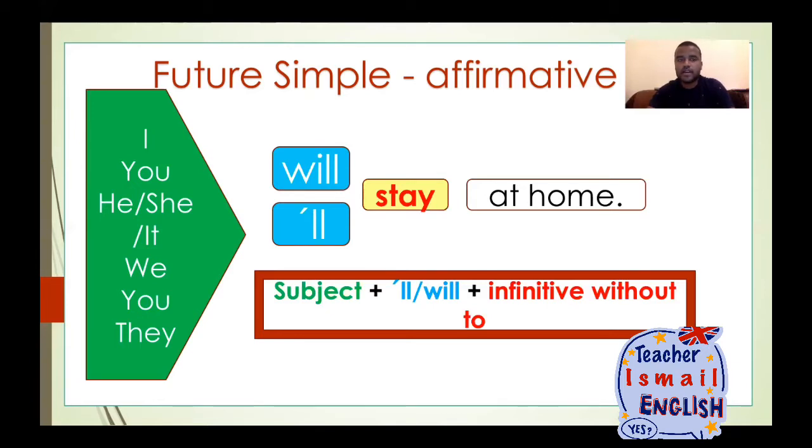She will stay at home. We will stay at home, etc. It means we are going to put will, then the verb in infinitive plus the rest of the sentence. It means that we are not going to change the verb. We are going to put just the subject plus will plus the verb in infinitive plus the rest of the sentence.